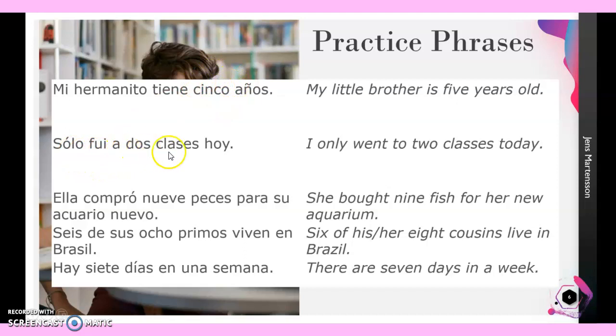Solo fui a 2 clases hoy. I only went to 2 classes today. Dos is the number you should have caught from this phrase. Ella compró, ella is she, remember, compró 9 peces para su acuario nuevo, which translates to she bought 9 fish for her new aquarium. Where is 9? Nueve. Okay. 6 de sus 8 primos viven en Brasil. 6 of her 8 cousins live in Brasil.